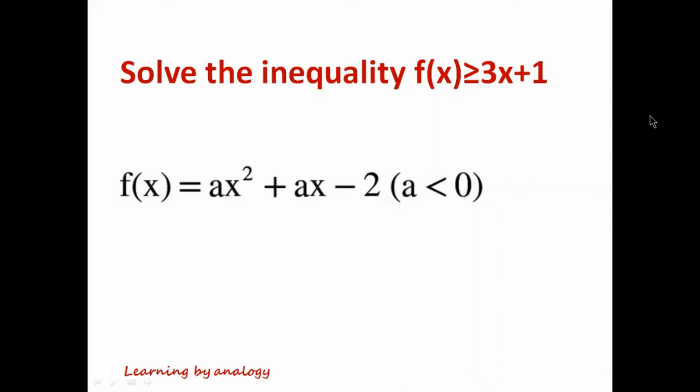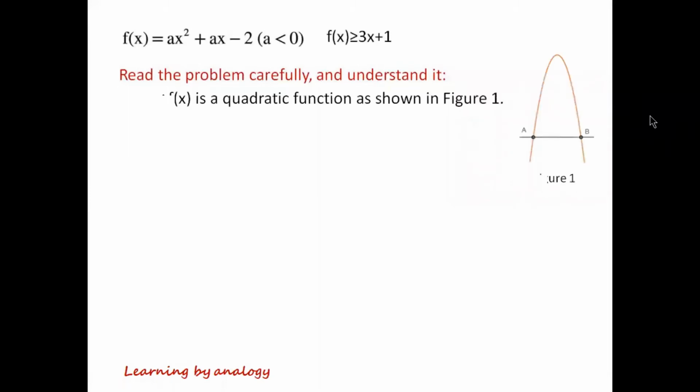Solve the inequality f(x) ≥ 3x + 1, where f(x) = ax² + ax − 2 and a < 0. Because a is less than 0, f(x) is a quadratic function as shown in figure 1.